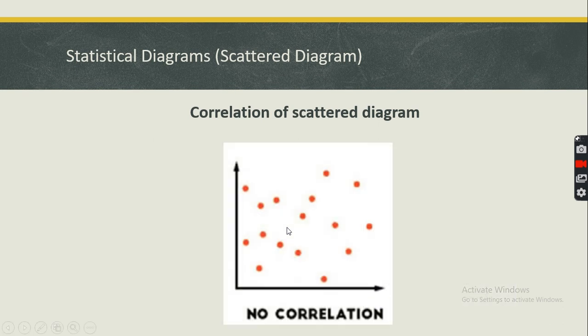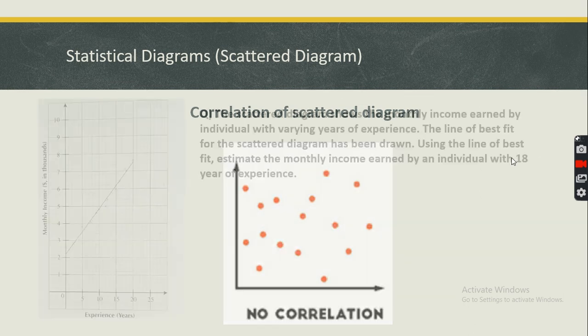Other than that, when I have scattered points like this, I cannot say which trend they are following, whether increasing or decreasing, and I cannot make any line of best fit for these points. So this makes no relation, and I can call it no correlation. Let's look at one question regarding this.